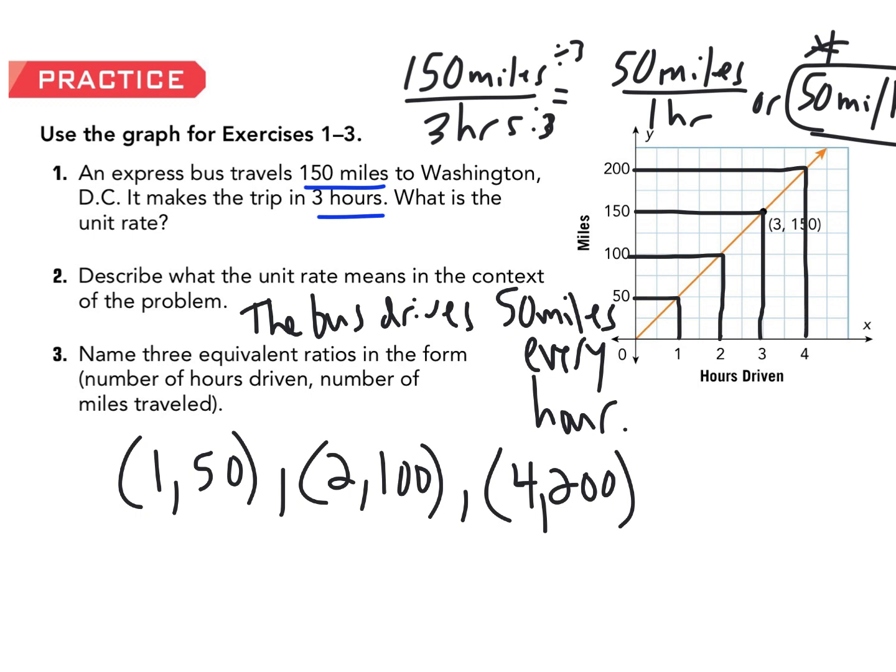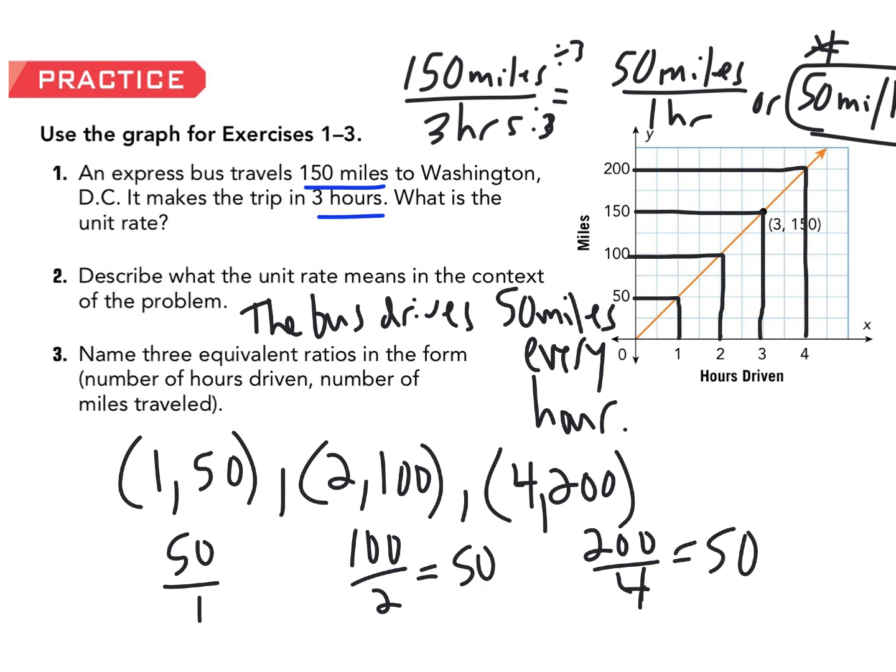And we could check these to make sure that they work if you divide them out. If you divide all of these out, you should get the same number because this is proportional. So you're going to get 50 for all of these when you divide them out. And one other thing, when you draw the graphs in this section, since they're proportional, they're going to be a straight line, and they're going to go through the origin. They're going to go through the point 0, 0. So that's another thing to watch for when you graph the problems in this section.